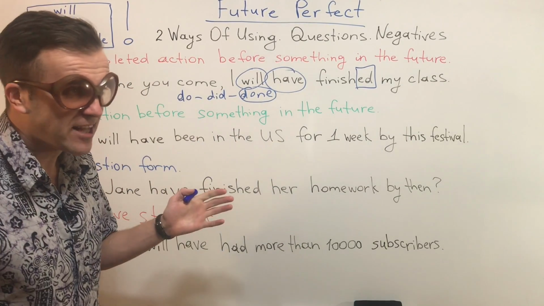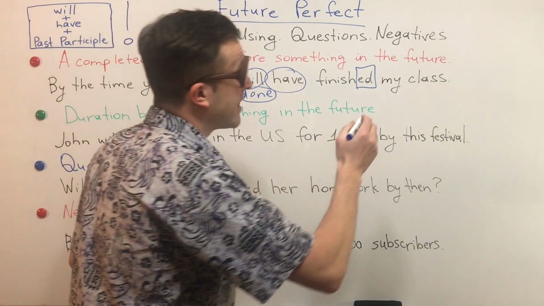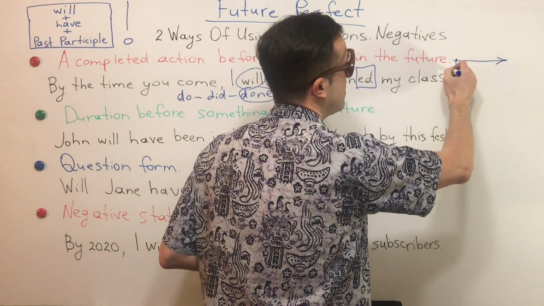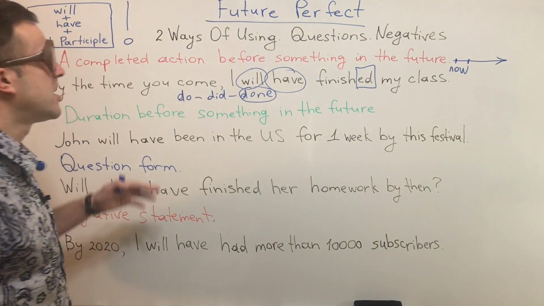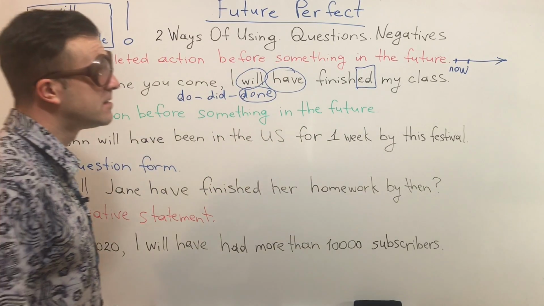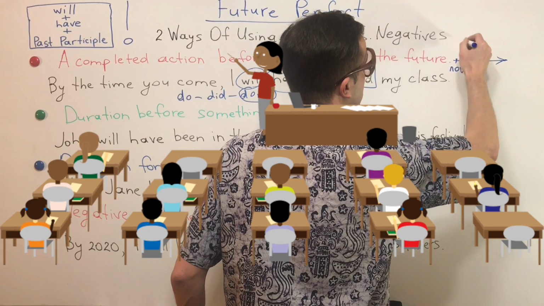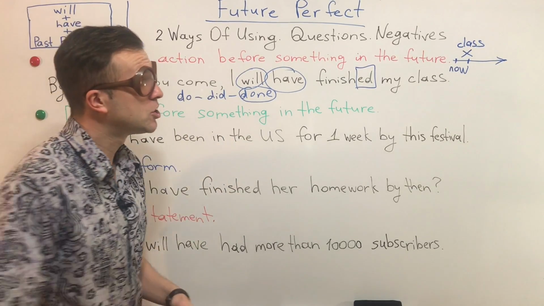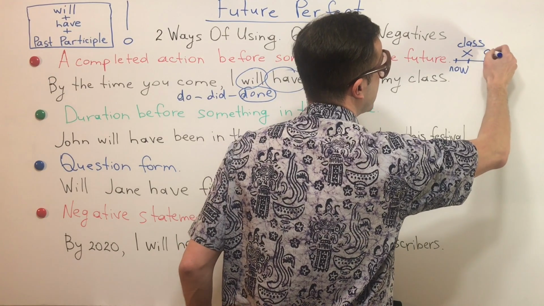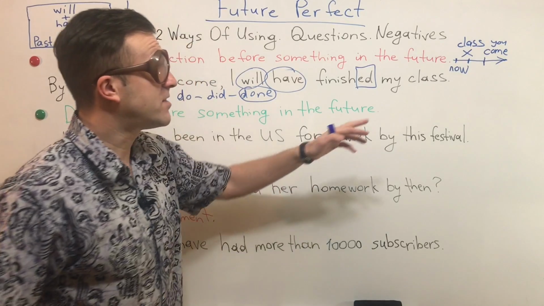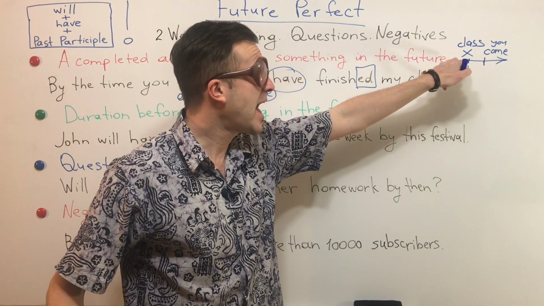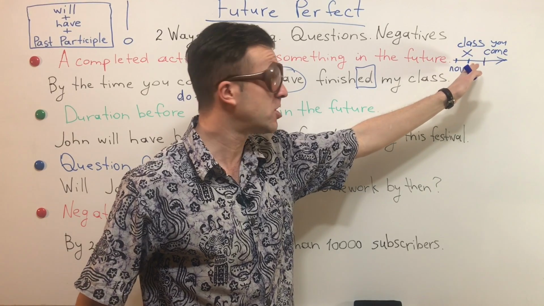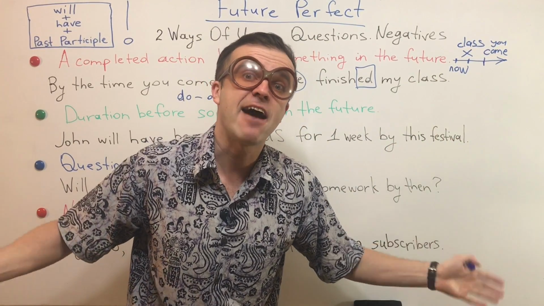Alright, so do you understand how it works? So let's draw a graph over there, and let's imagine that here is now. Here I will have finished my class. So my class is finished. And here you come. So in the future, you come. So by the time you come, I will have already finished my class. First I finish my class in the future, and then you come and you'll see that I will have finished my class.